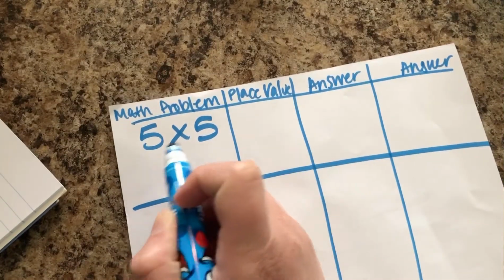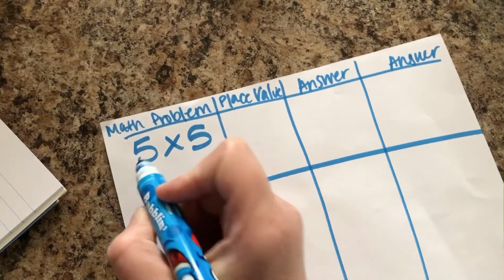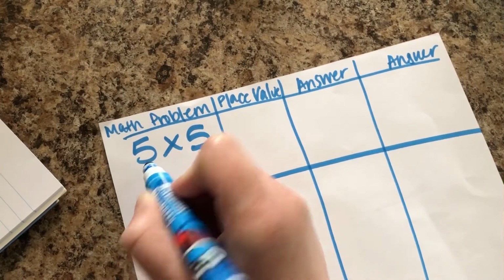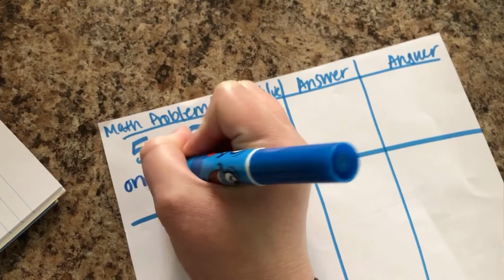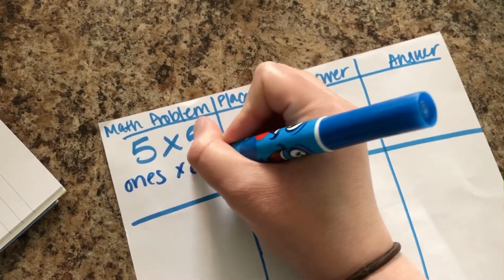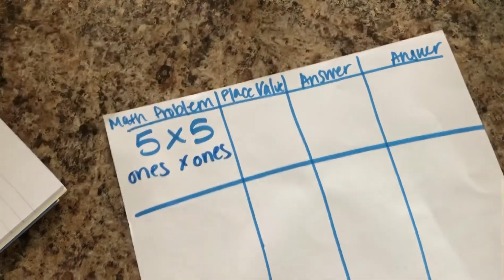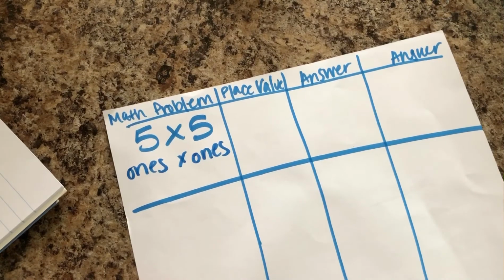Okay, so here's my first example: 5 multiplied by 5. I know that 5 is in the ones place value. So I'm going to say this is a ones place value multiplied by a ones place value. There are some things that I know you guys know.